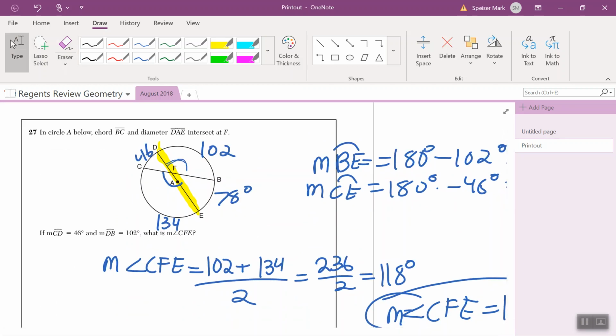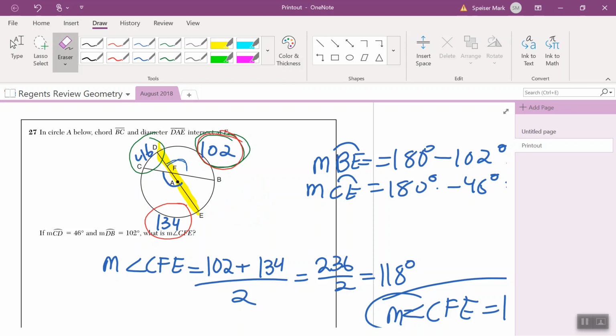Now, in circle A below, chord BC and diameter DAE intersect at point F. The measure of arc CD is 46 degrees, and the measure of arc DB is 102 degrees. What's the measure of angle CFE? Now we need two arcs I'm circling in red. This one we need, and this one we need. We don't actually need the one in red. Over here I'm going to erase the 78. That's not important information.